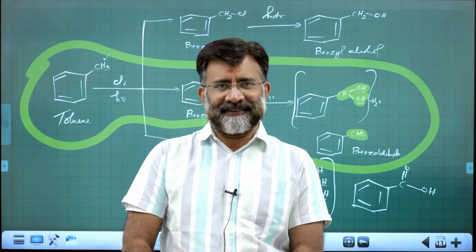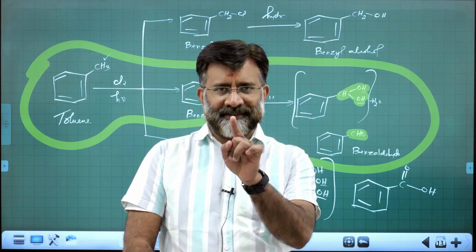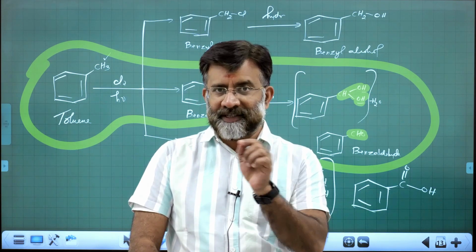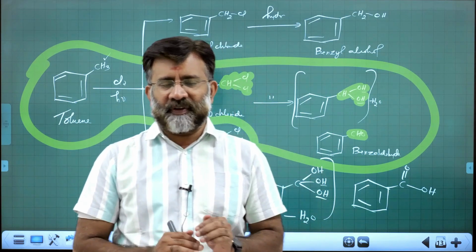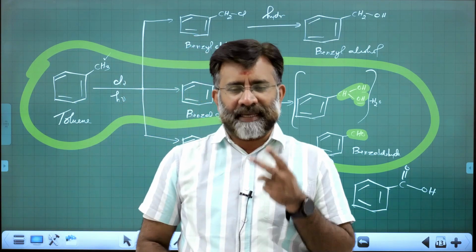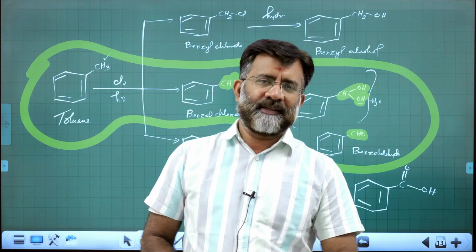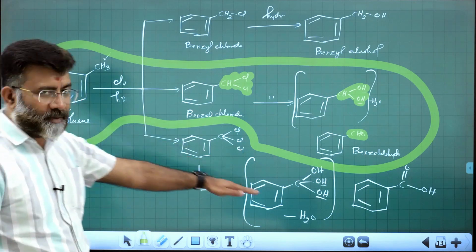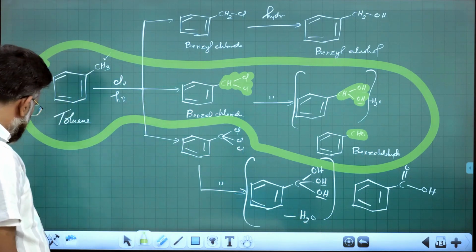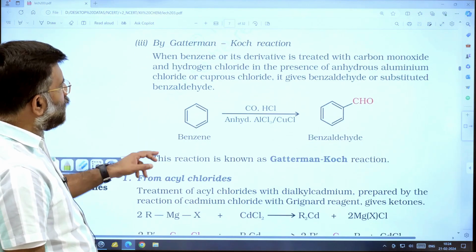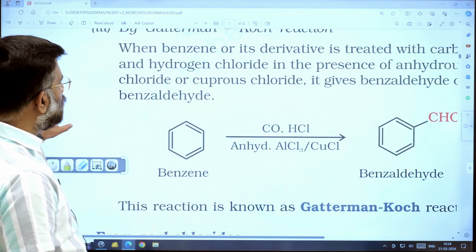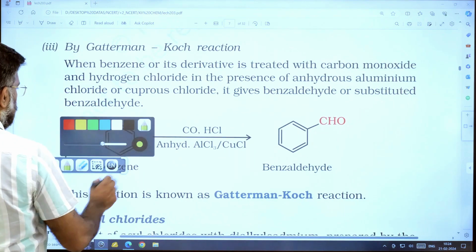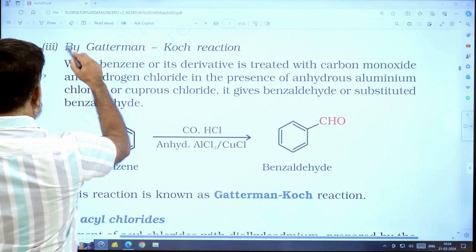Is it clear? So, Etard reaction, reaction with acetic anhydride involving CrO3, side chain chlorination. In fact, there are 3 cases in side chain chlorination. The second case is the point of discussion as we are in the current chapter. Of course, this is also important. Next is a very popular reaction, the Gatterman-Koch reaction.